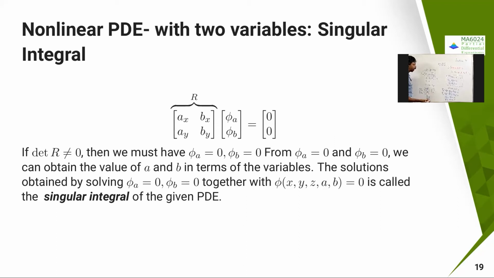Therefore, the solutions are going to be obtained by solving pi equal to 0, pi a equal to 0 and pi b equal to 0 together. If I solve this and obtain a solution, then that solution is going to be called the singular integral. That is called the singular integral.